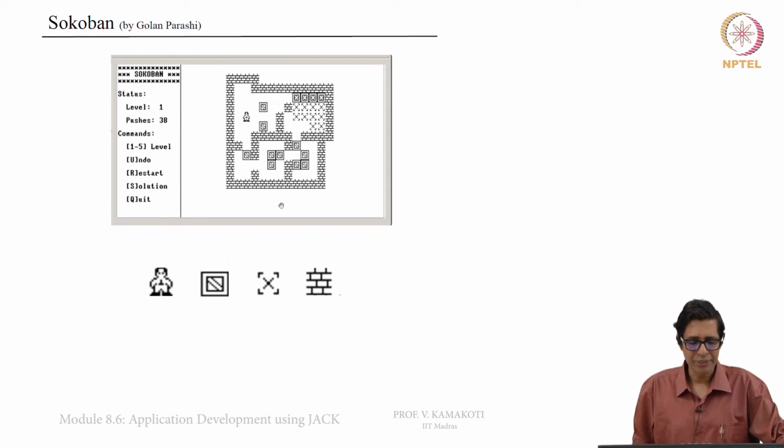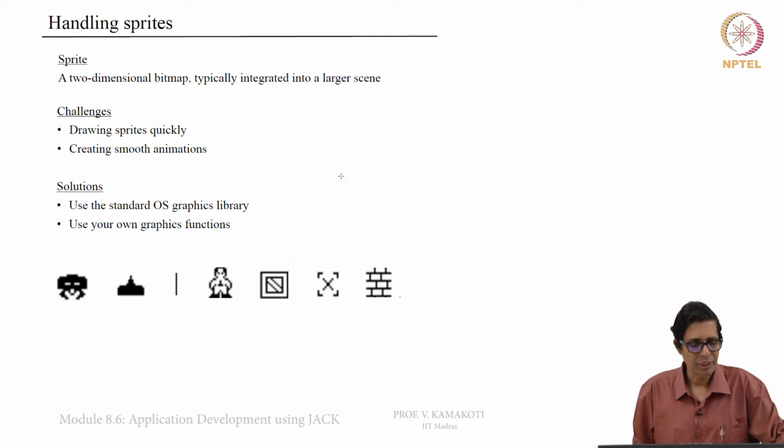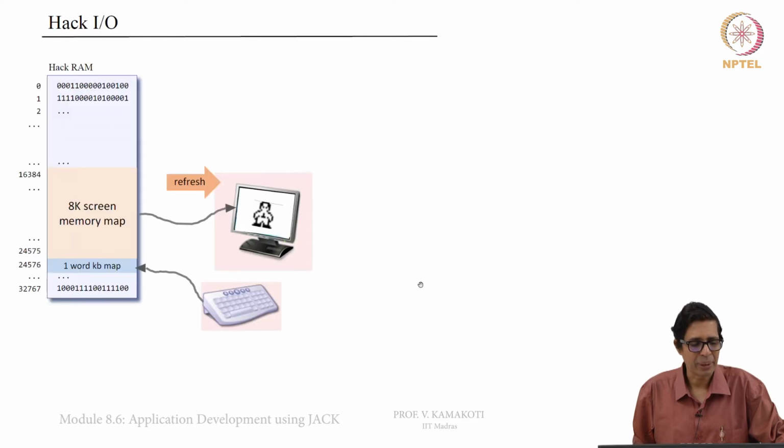So these are nice ways, because the pixels are given here, you have a limited number of pixels. Within that you need to create all these beautiful graphics. So this is all some very interesting challenges of how do you create these small graphics libraries. You can create these libraries and start using these objects one by one. And of course the Hack I/O we have already seen, there is an 8 kilobyte screen memory map and 1 word keyboard map.